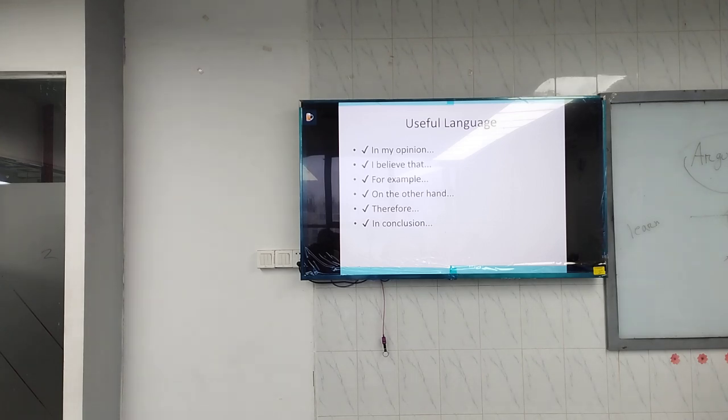So some useful languages are, in my opinion. While we are arguing something, we are trying to give some opinion, you will say, in my opinion, I believe that is better than that. According to my opinion. Then more often we use the expression for example or for instance, the synonym of for example. Then on the other hand, can you tell me where we use that expression, on the other hand? Make body parts.